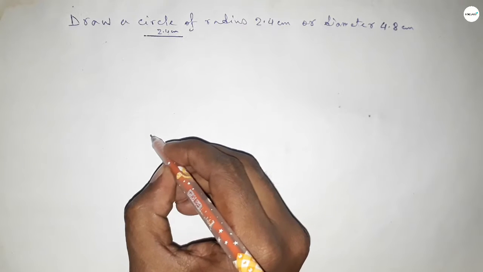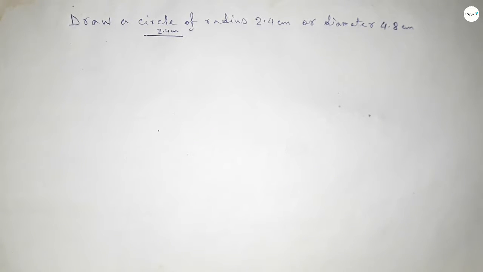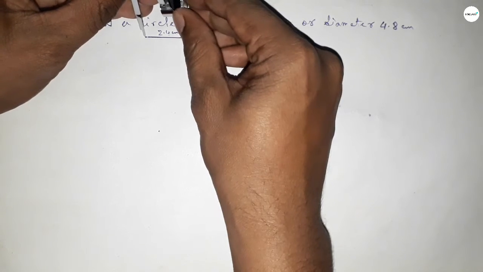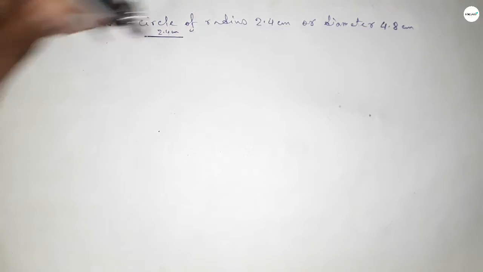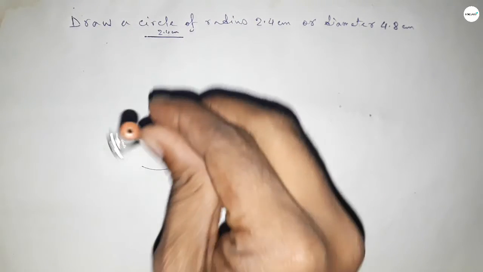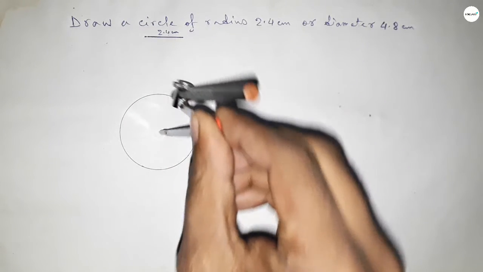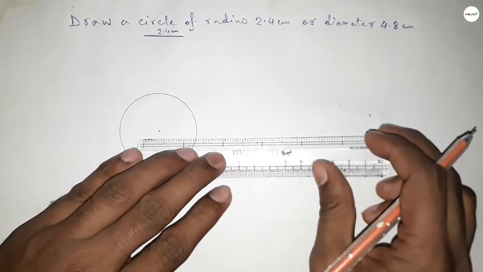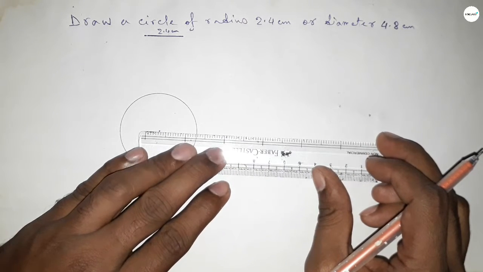Now taking here a point here. Now taking the length 2.4 centimeter by using compass by this way and putting the compass on this point and drawing here an arc by this way and which represent a circle with radius 2.4 centimeter.